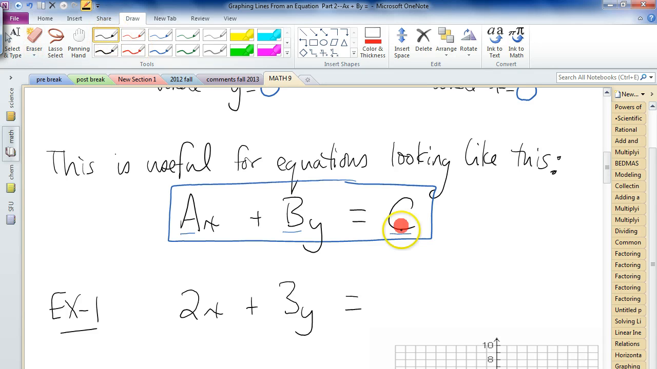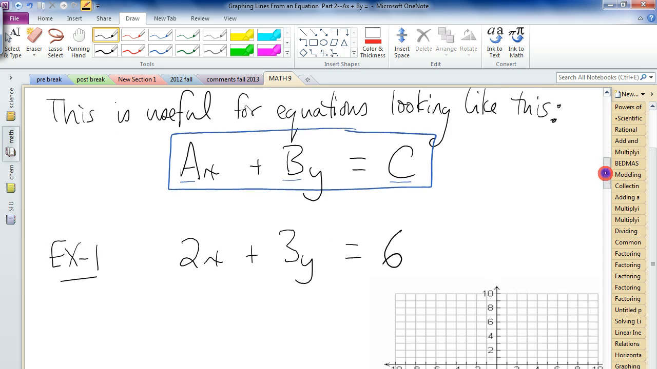Okay, so let's take a look at example number 1. Here is an equation. It's a little different than what you're used to. 2x plus 3y equals 6. And in previous lessons, I showed you, if you want to use y equals mx plus b, you want to get y by itself. But if it's in this form, you can leave it like that. And here's what you can do. We want to find what is the x-intercept and what is the y-intercept of this line.